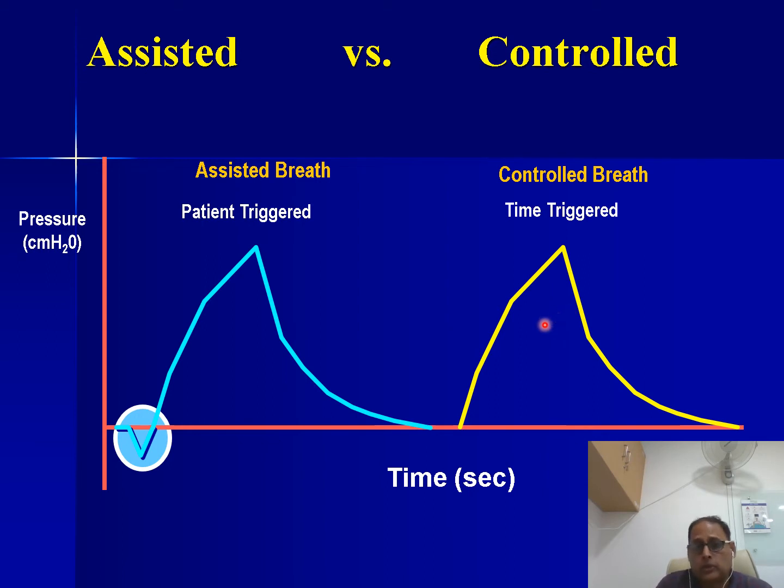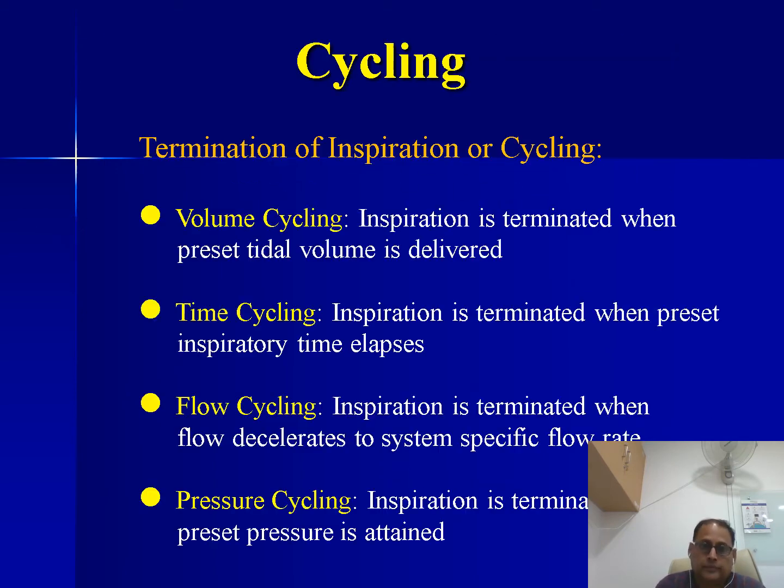However, the second breath, which is depicted here in yellow, you will appreciate there is no such downward deflection because the machine has not deciphered or seen any effort on the part of the patient, and the machine is giving its own breath at the rate that you set it. So therefore it is a time triggered breath or a controlled breath. So this is the difference between an assisted breath and a controlled breath.